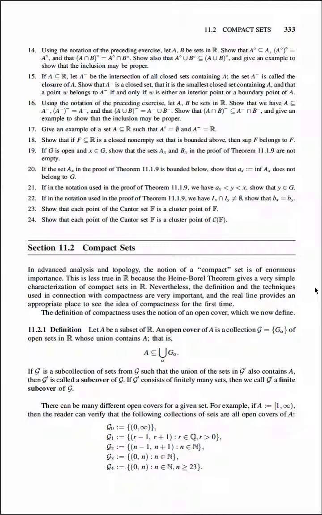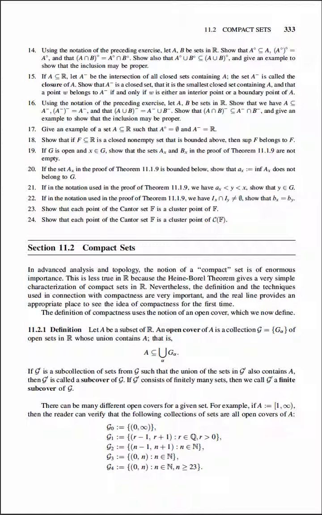Moving on to 11.2, compact sets. Compact sets are a special kind of set that is not going to seem so terribly important in this class, but it's going to be a very important idea in 302 and in the future. So we're going to define compact sets with a kind of weird definition, and we're going to have a theorem called the Heine-Borel theorem at the end of the section that characterizes what compact sets in R look like.